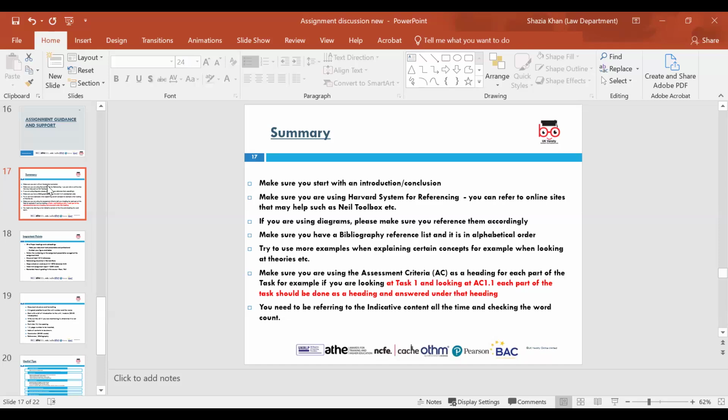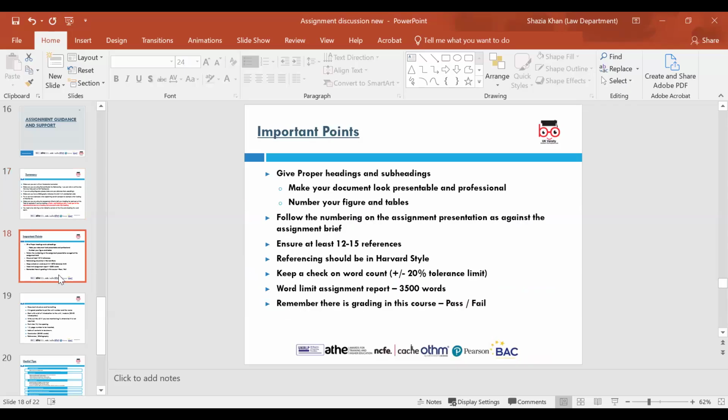And when I said have each question highlighted with underline, make sure you are clear on that. And you are referring to the word count and indicative content all the time, checking it. Give proper headings and subheadings. Make sure your work looks presentable and professional. Do not use bullet points in an assignment. That's not an academic piece of work.